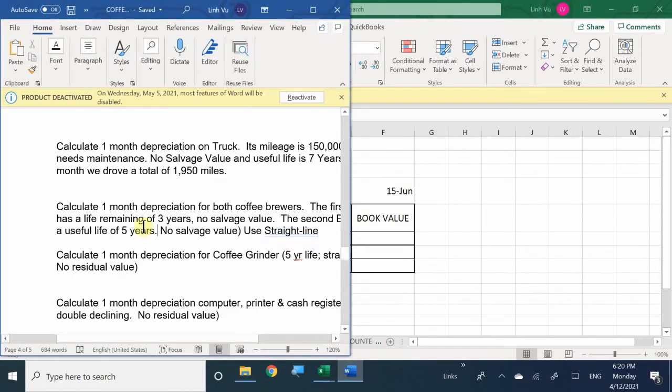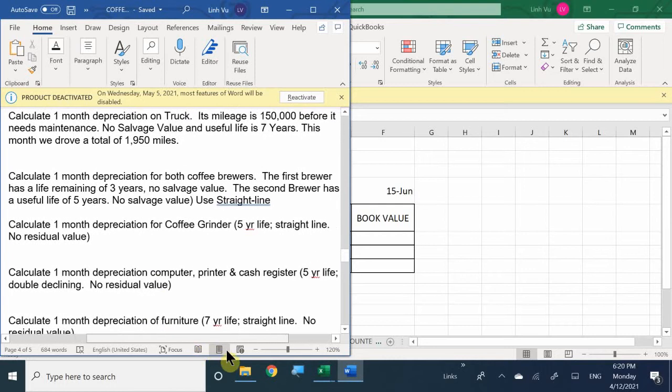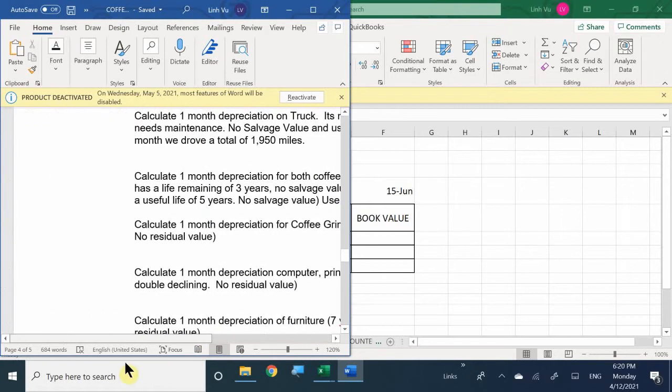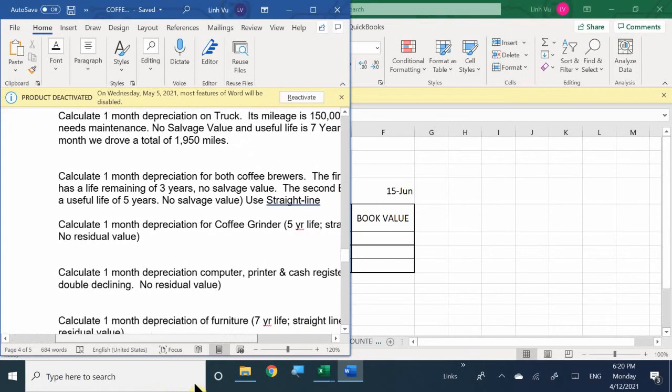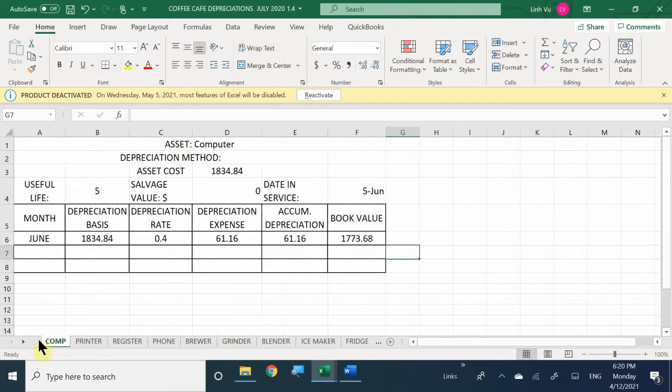All right. So let's go ahead and see what is next. Here we're going to calculate 1 month depreciation for the computer, printer, and cash register. Once again, it's 5 years useful life, double declining, no residual value. So let's go to my depreciation table and click on my computer.